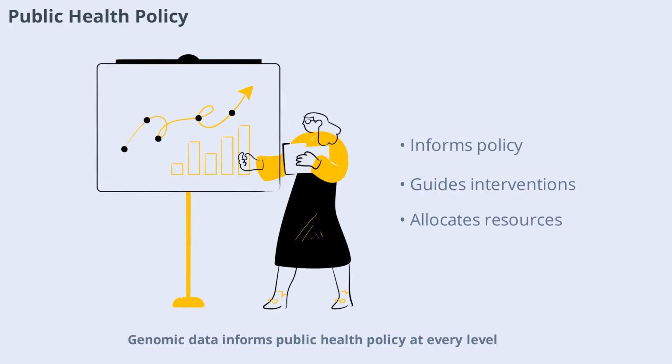Genomic data informs public health policy at every level. From local outbreaks to global pandemics, decision-makers rely on this information to guide interventions, allocate resources, and communicate risks. Effective policy depends on accurate, timely genomic insights.